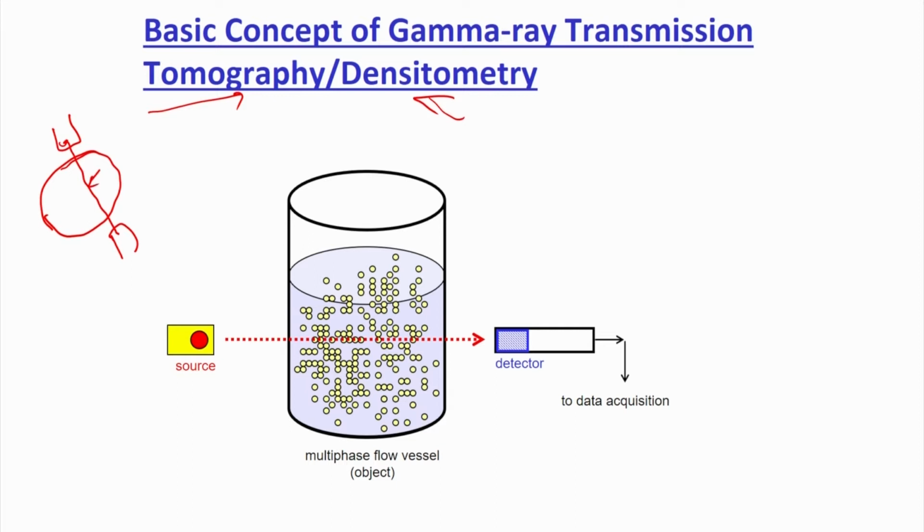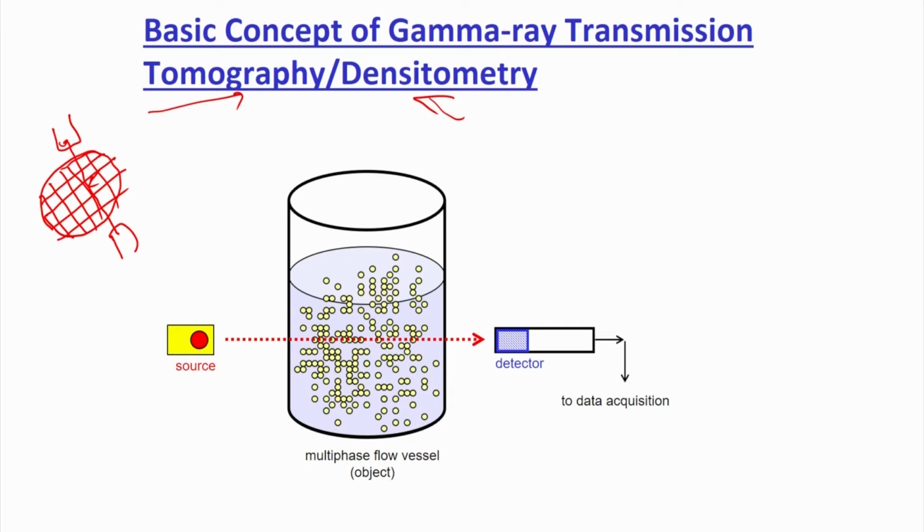In tomography, as it says, the information is based on the slices, you will get the information based on the pixels, that is, how the volume fraction varies in each pixel. How it is being done, we will discuss. So, what happens in gamma ray transmission tomography or densitometry, let us first discuss densitometry and we will then discuss the tomography.